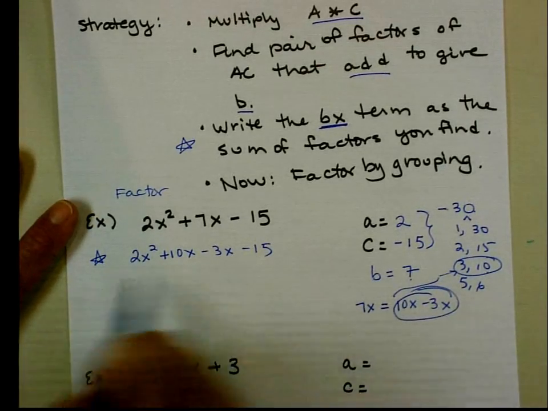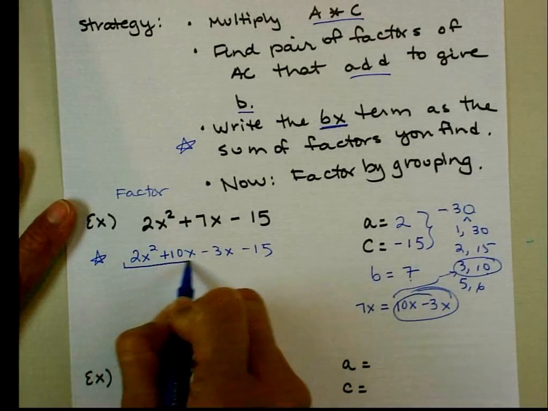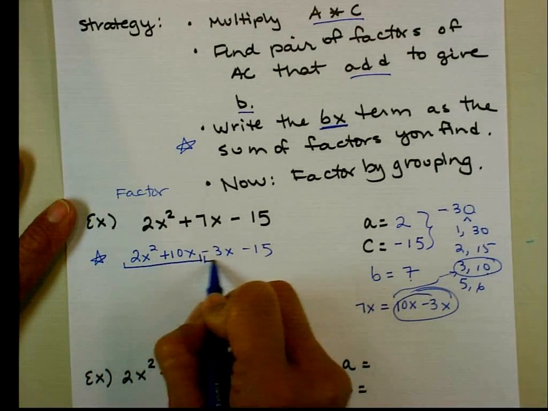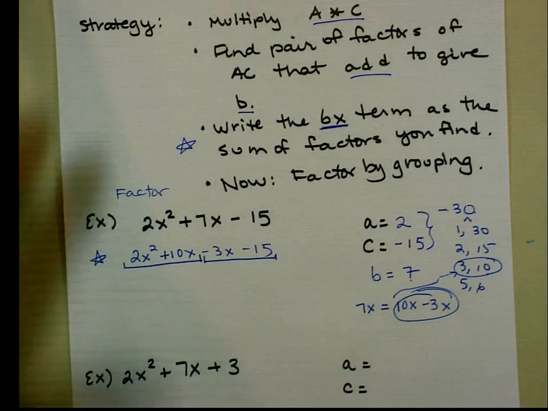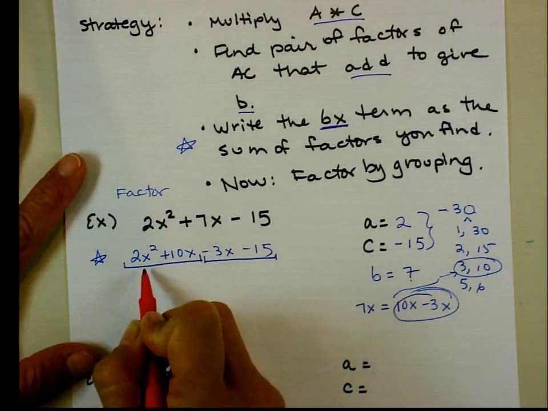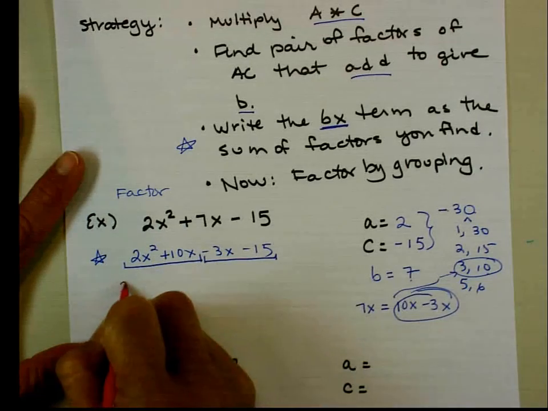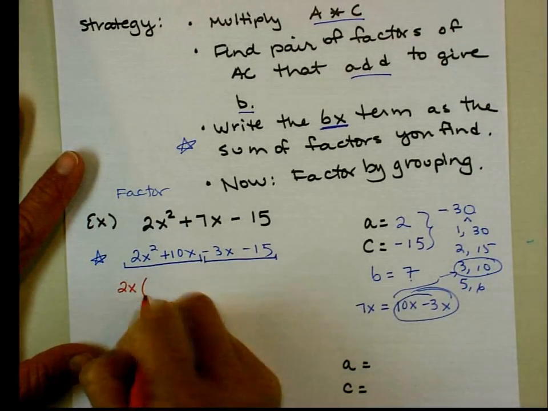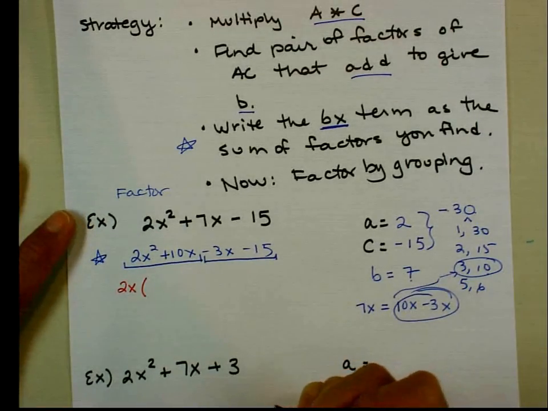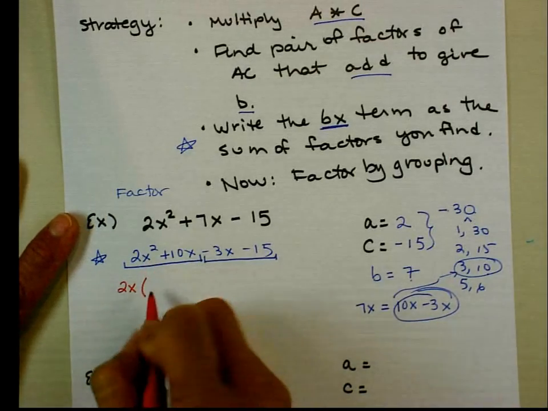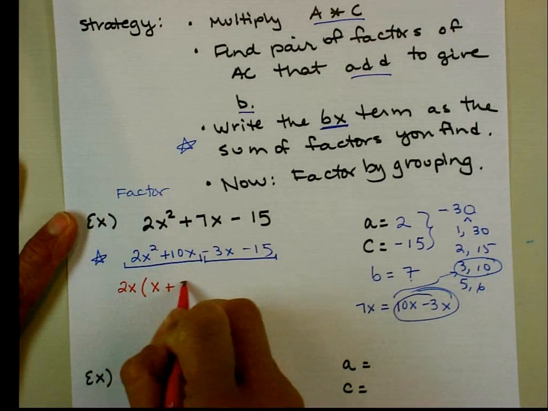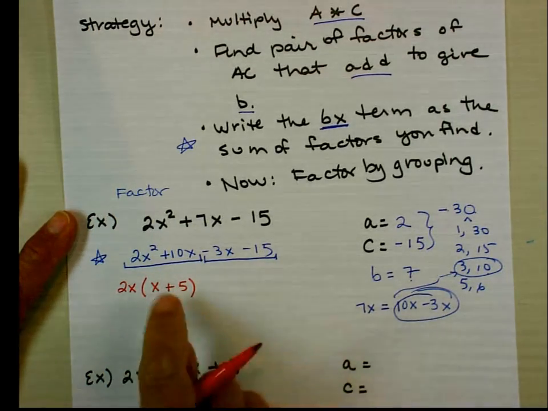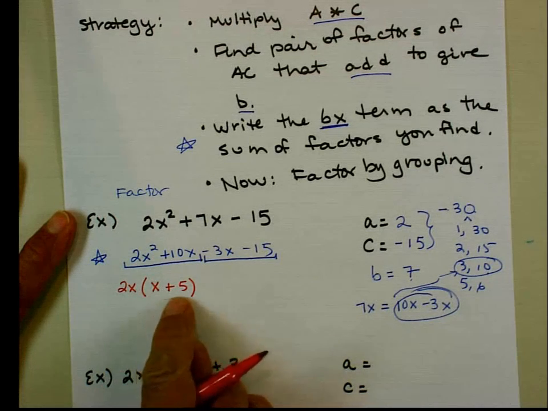Okay. Now I have 4 terms, so we will group. You group the first 2, and then we group the second 2. And then we look for the greatest common factor in the first group, largest thing that goes into 2x squared and 10x. So that would be a 2x, so we factor that out. 2x out of 2x squared leaves behind x. 2x out of 10x leaves behind a 5. So now I see that what's been left behind is an x plus 5.